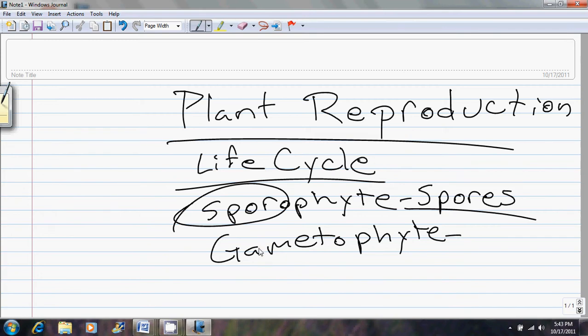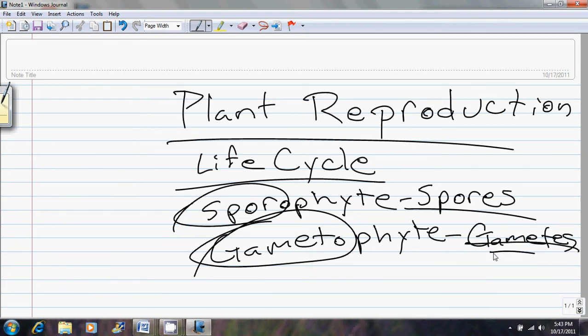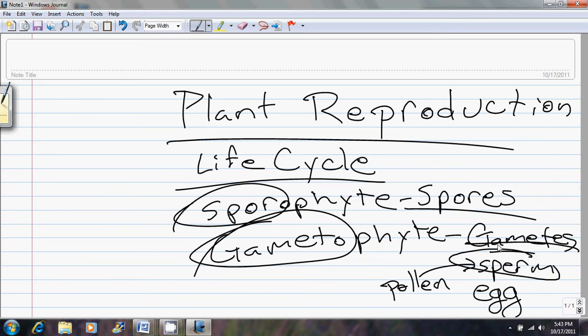Now, gametophyte produces something called gametes. No, it does not produce games. Some people were wondering. Now you may ask, what is a gamete? Well, a gamete is simply a sex cell, and the best way to think of sex cells is you have two that you can think of. It's sperm and egg. When we're dealing with plants, whenever we're referring to sperm, we're referring to pollen, and egg stays the same. So you're going to get the male part, the sperm, and then the female part, the egg, and that falls under gametophyte.